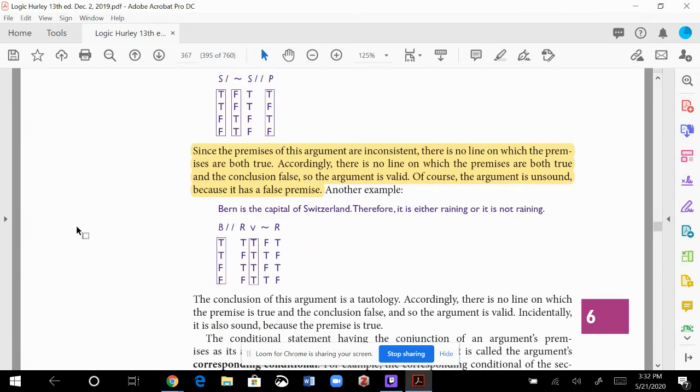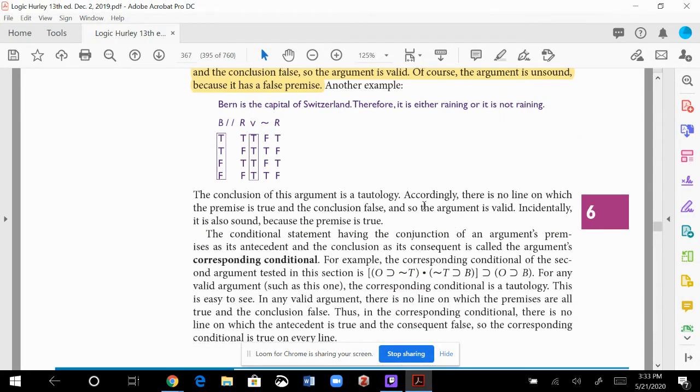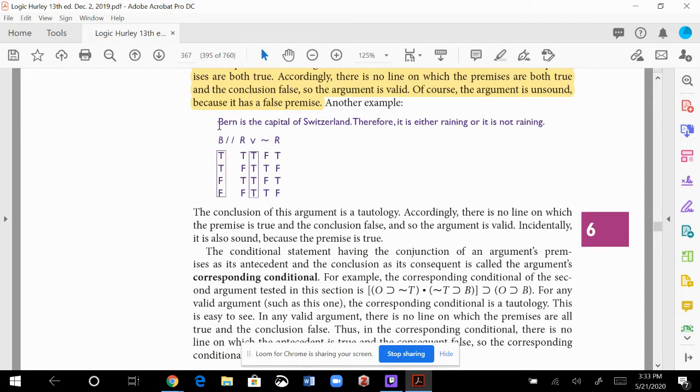Okay, and then you can read this about Bern being the capital of Switzerland. Bern's the capital of Switzerland. Therefore, it's either raining or not raining. I mean, what? So he just says, look, this argument's a tautology. Accordingly, there's no line in which the premise is true and the conclusion's false, so the argument's valid. But it's not terribly convincing. Like, hey, we get that this is the capital of Switzerland, but what's that got to do with it raining or not raining?